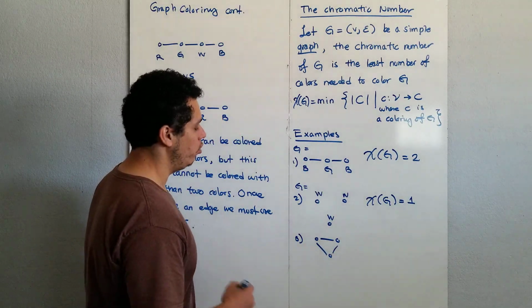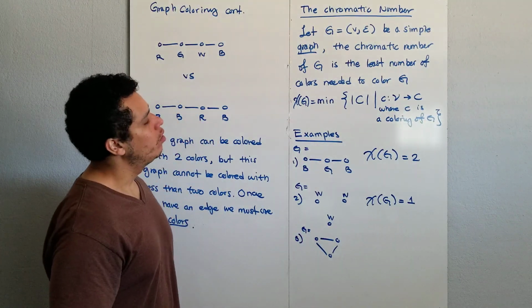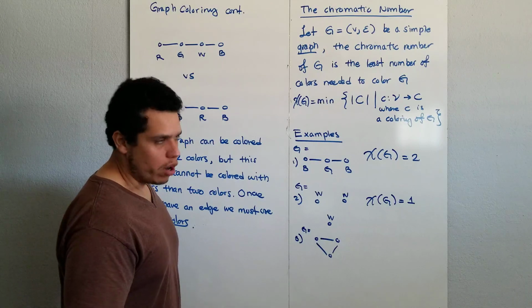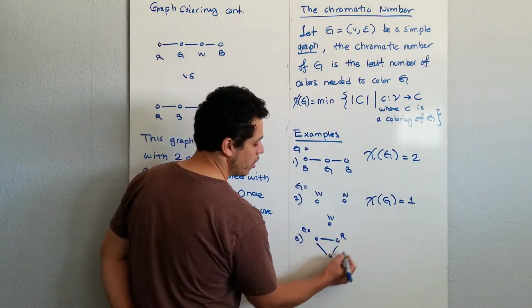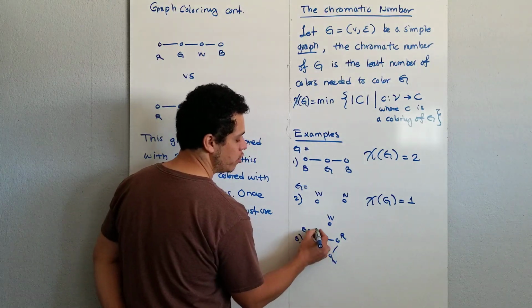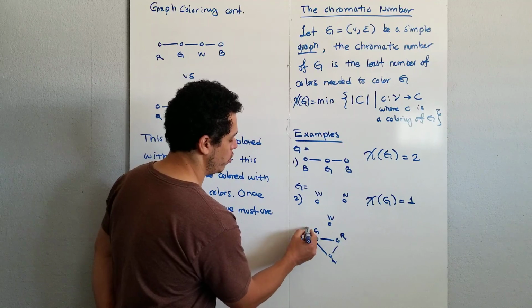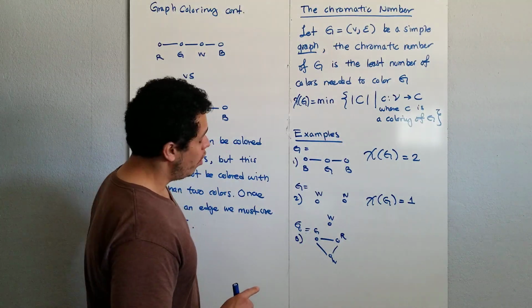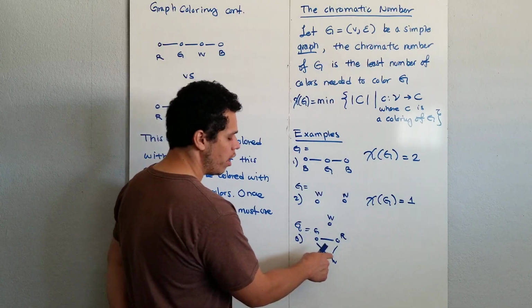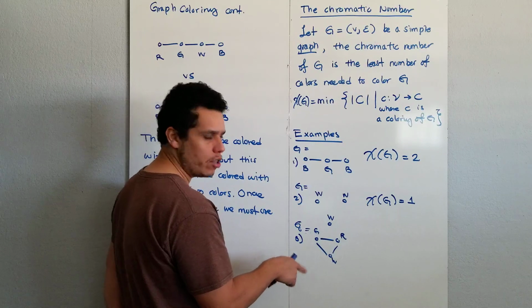Let's take this triangle. I'm going to call it G. Now, can I color it with three colors? Yes, of course. I can set this to be red, this to be white, and this to be green. Not to be confused with the graph itself. So, can I color this graph with less than three colors? Well, the answer is no.